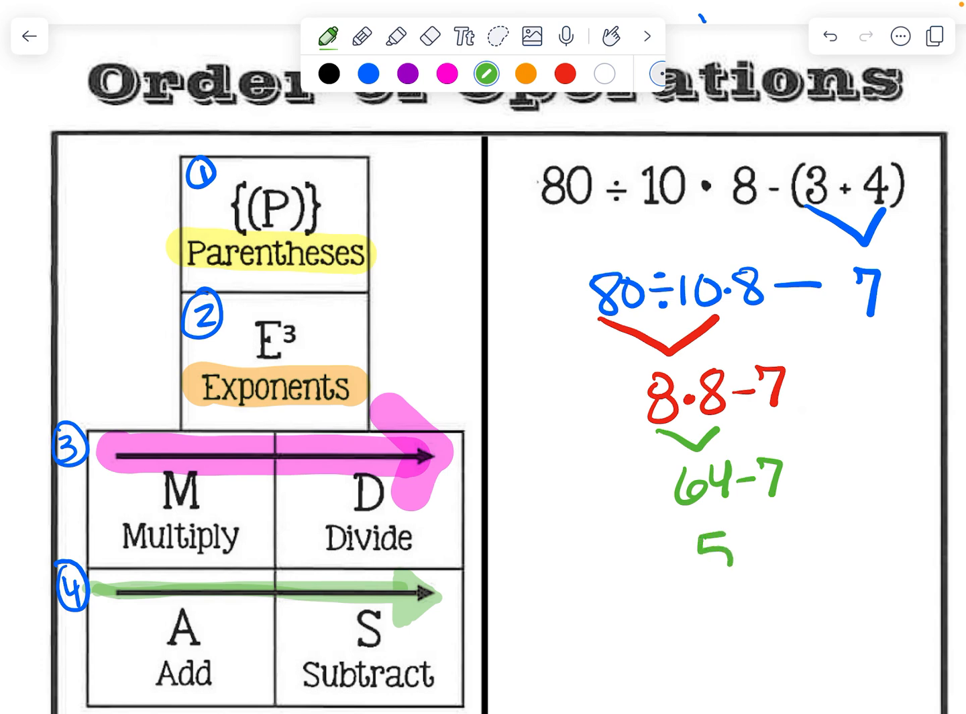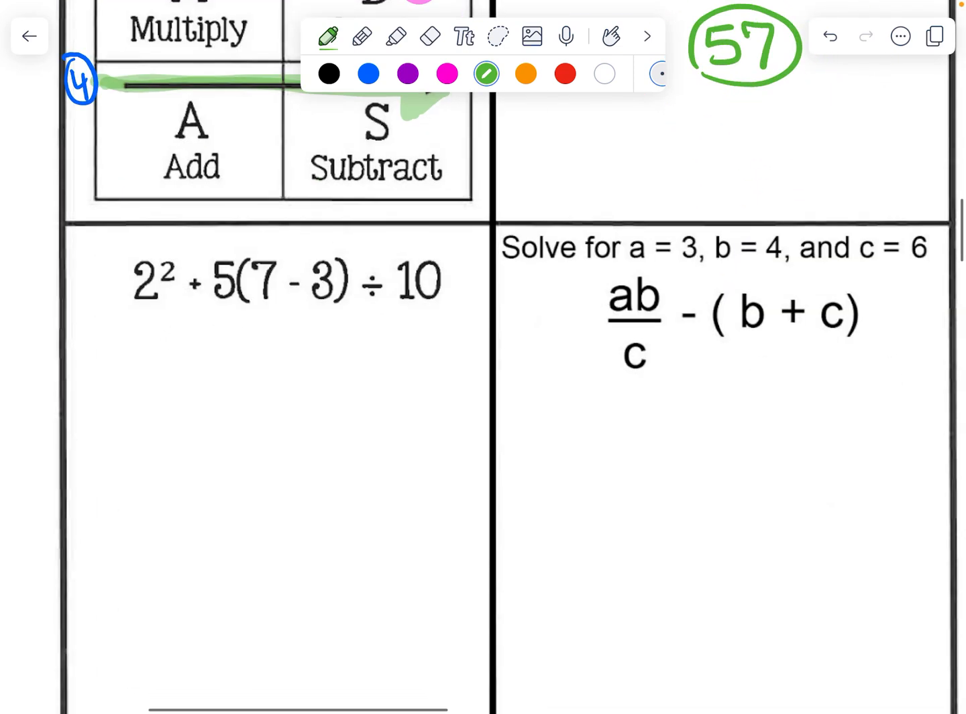Okay, let's try some other examples. This next one, I look to see if there's parentheses, and there is right here. So 7 minus 3 is 4, and I'm going to keep everything else in the problem the same. So instead of 7 minus 3, I'm going to replace that with a 4. Then I'm going to look for exponents going left to right, and I have exponents right here. So 2 squared means 2 times 2, which is 4, and everything else is just going to be copied to see how it appears in the problem.